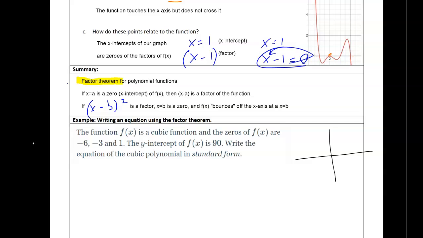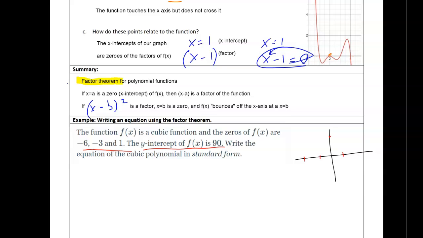And it says my y-intercept is 90. So that'd be up here somewhere, right? Notice I'm just kind of making points. I'm not really worrying about scale or anything. And then I have zeros at -6, -3, and 1. So -6, -3, +1. And it doesn't tell me anything about multiplicity or x squared, right? So I don't have to worry about that bouncing situation that we just talked about. This is just a basic one where I cross the axis every time I put a point.